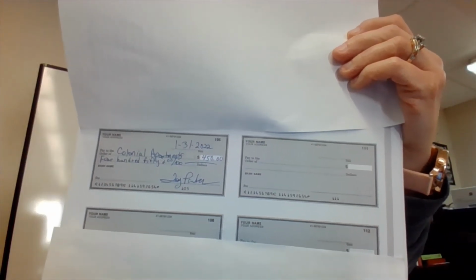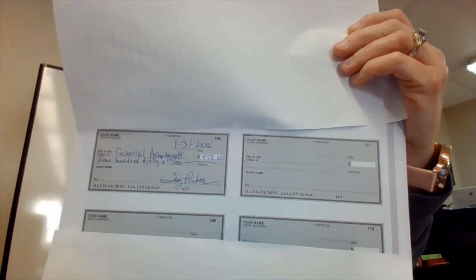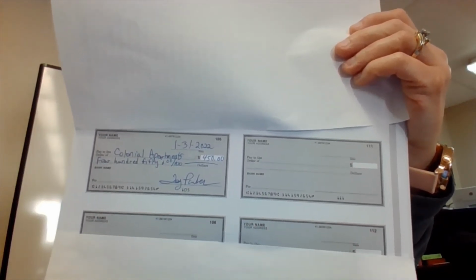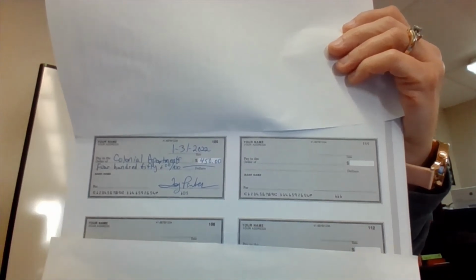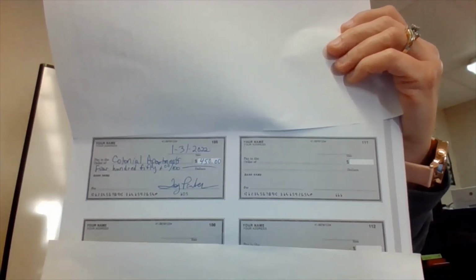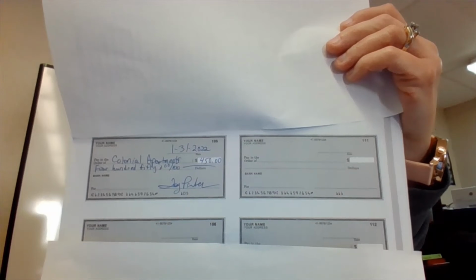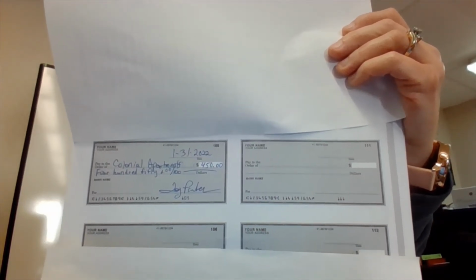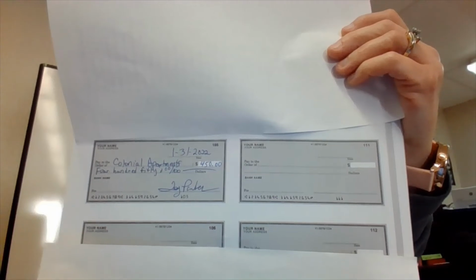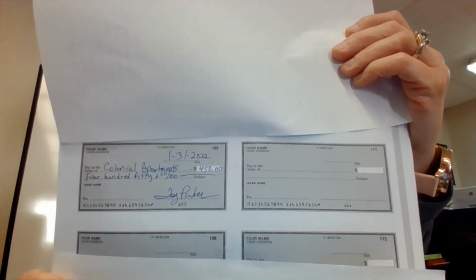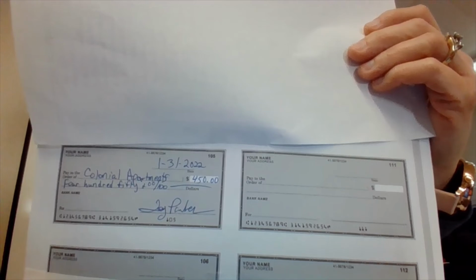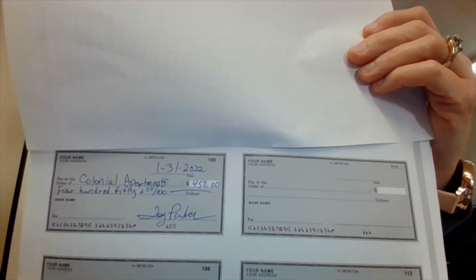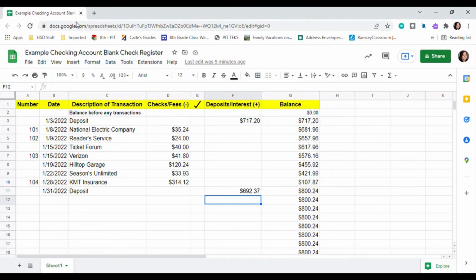All right, so look at the next transaction. After the deposit on January 31st, it's time to pay the rent for February. So notice the transaction date is January the 31st. We're writing a check this time. We're writing check number 105 to Colonial Apartments for $450. And so you can see how that check is written. Look really closely at how check number 105 is written.